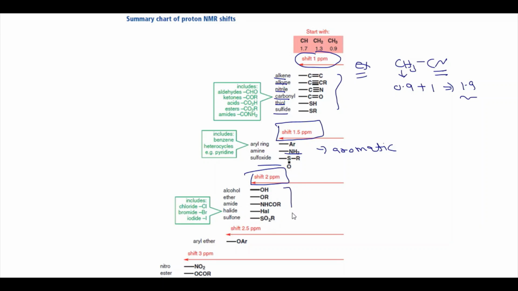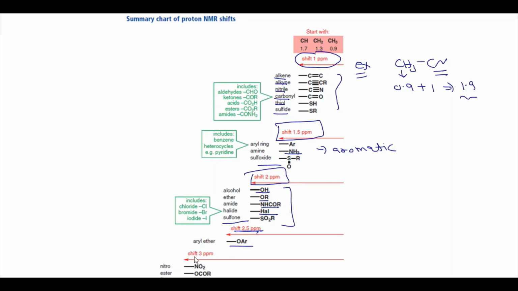These are very important. 2 ppm shifts are very important: OH, OR, amide, and all the halides and sulfones. These create a shift of 2 ppm. Next is a shift of 2.5 ppm. The only compound which creates a shift of 2.5 ppm is aryl ether.